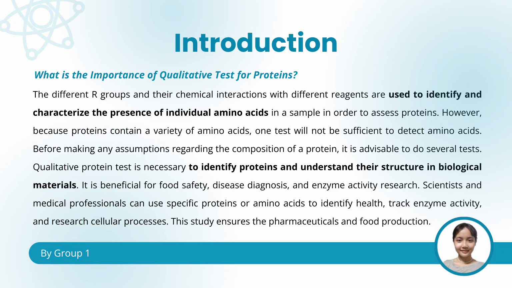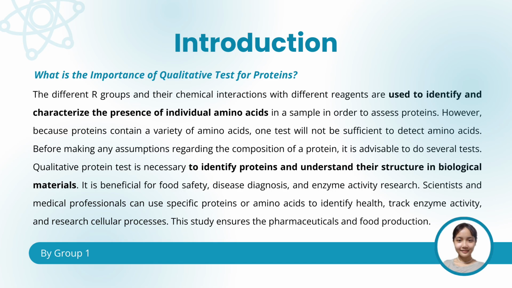What is the importance of qualitative tests for proteins? The different R groups or side chains and their chemical interactions with different reagents are used to identify and characterize the presence of individual amino acids in a sample in order to assess proteins. However, because proteins contain a variety of amino acids, one test will not be sufficient to detect them. Before making any assumptions regarding the composition of a protein, it is advisable to do several tests.